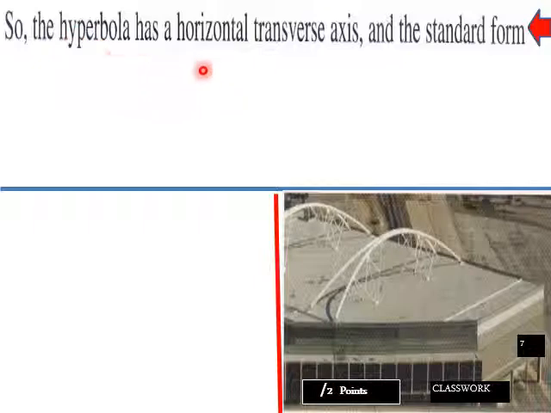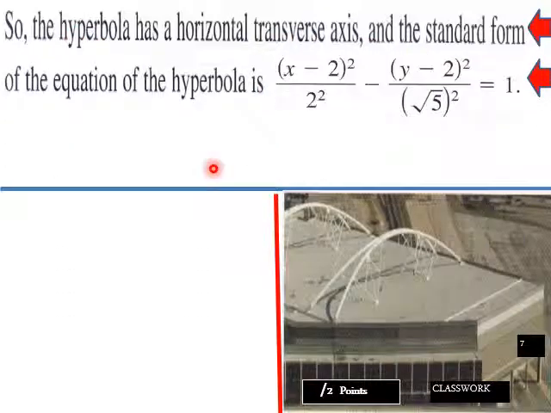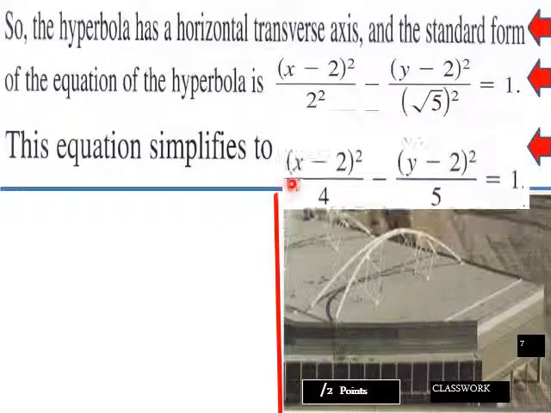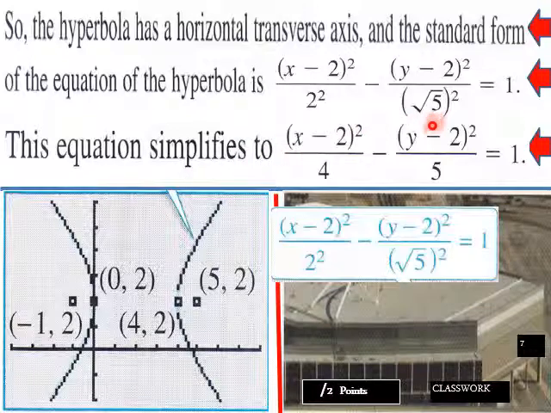So the hyperbola has a horizontal transverse axis, and the standard form of the equation of the hyperbola would be this. Plugging in our values, we get (x minus 2) quantity squared over 2 squared, minus (y minus 2) quantity squared over radical 5 squared, equals 1. That would be our plug in. Then when we simplify that, we get this arrangement for this hyperbola. So that would be our equation for this hyperbola.